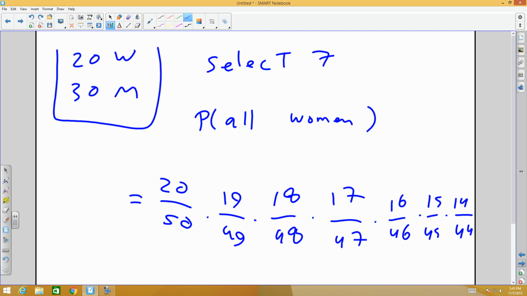See, the tree diagram looks like this. Women or men, first one. And then women or men, and so on. So you want one outcome at the end, which is women, women, women, women, women, women here. That means all women.